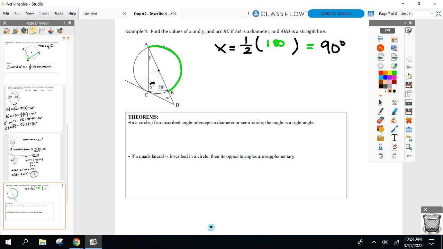Everyone stop there. Don't find Y for me yet because I want to introduce our third theorem here. It says it right here, but I'd like to rewrite it so we can understand it. Inscribed angle drawn to, where was this inscribed angle drawn to?